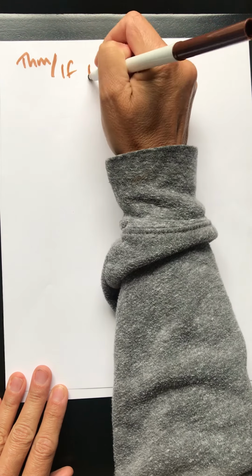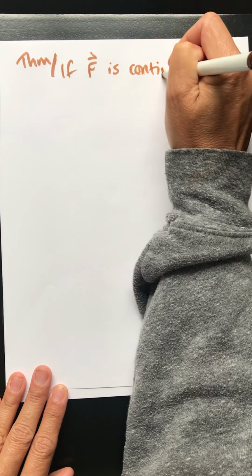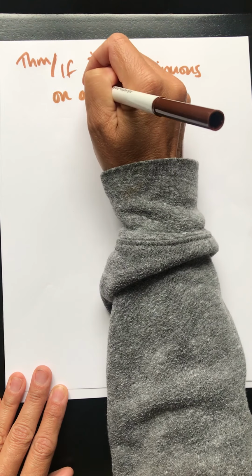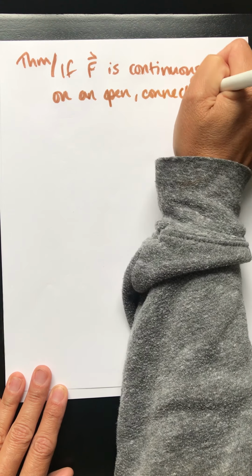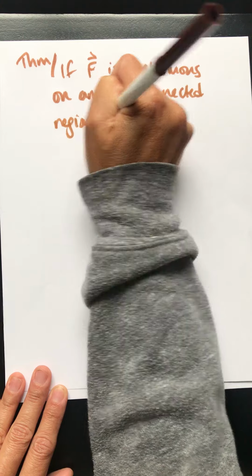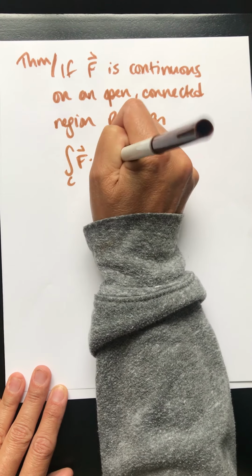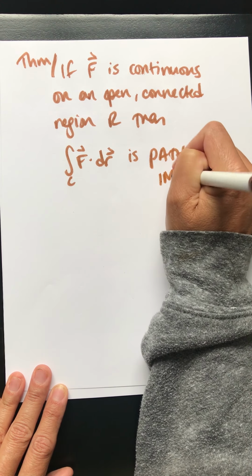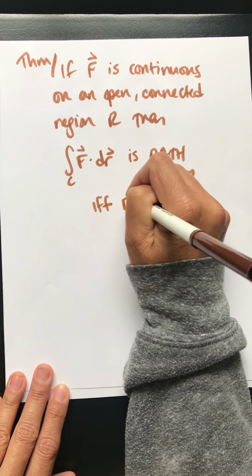If we have a field that is continuous on an open, connected region R, then work is path independent if and only if F is conservative.